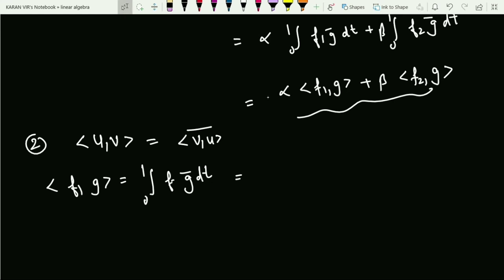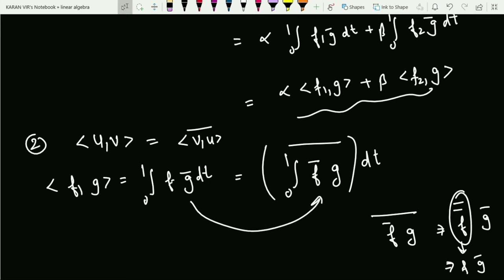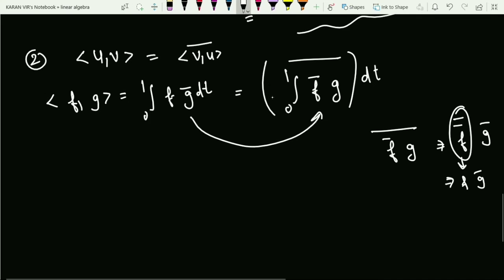And now what I will do from here is, can I write it down like 0 to 1, just observe this very carefully, f conjugate into g, whole conjugate. So can I do this? If you just check it out, f conjugate into g, whole conjugate, is nothing but f into g conjugate, because the double conjugate gives us again f. So I am writing f into g conjugate like this. I hope this step is clear to you now.